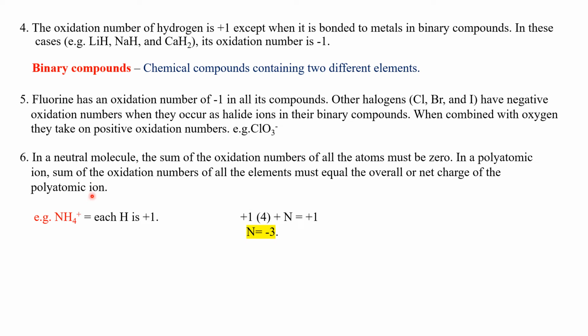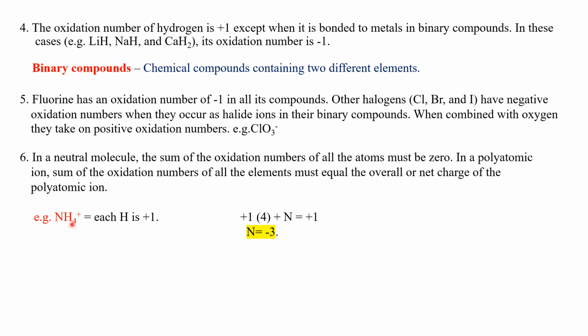Next, in a neutral molecule, neutral means no charge. The sum of the oxidation numbers of individual atoms should be equal to zero. When we are writing the equation, we need to add the individual atom oxidation numbers and then equal it to zero. However, in polyatomic ions, cations and anions, the sum of the oxidation numbers of the individual elements should be equal to the charge on the ion.